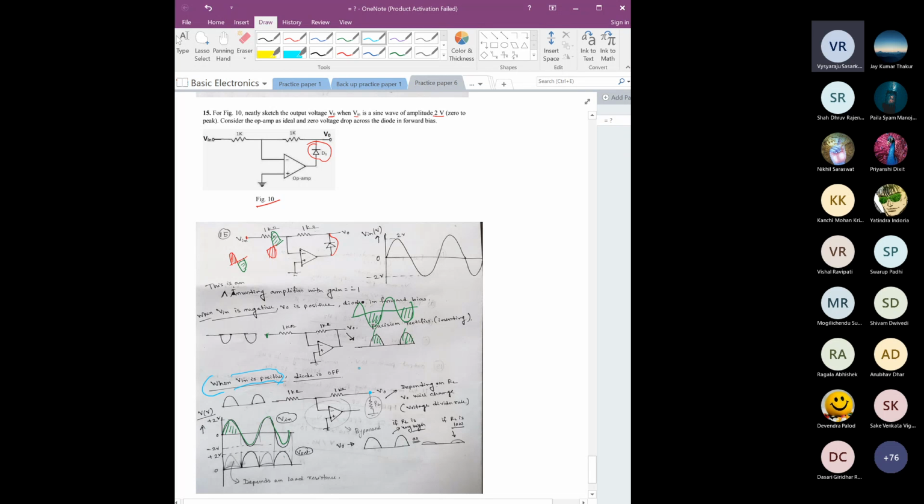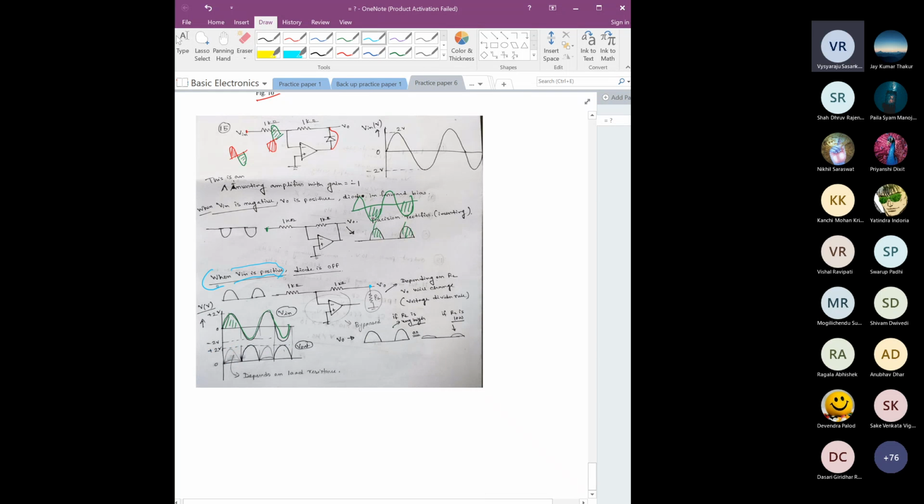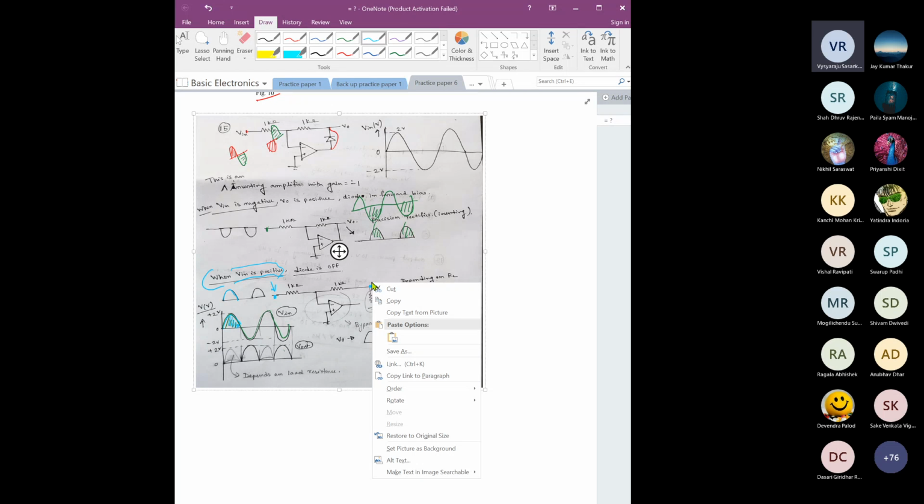Or maybe I can explain it in this way. When this V in is positive, what is happening here? For this part, this diode is open. You have given this positive part, and this diode is open. So what will be the output if suppose at this RL load there is nothing? Then whatever you give here, you will get it here. Are you with me on this?